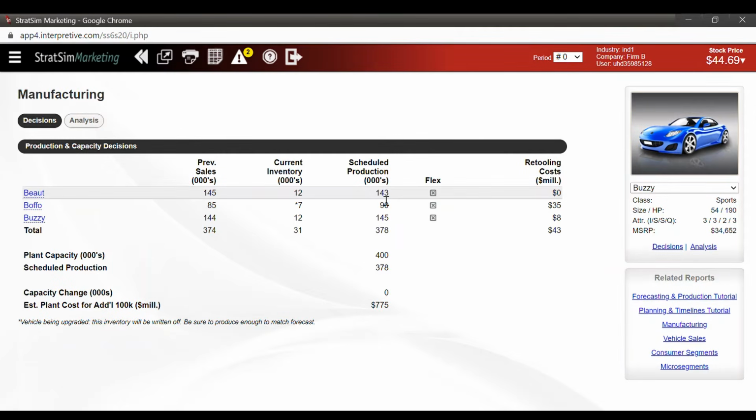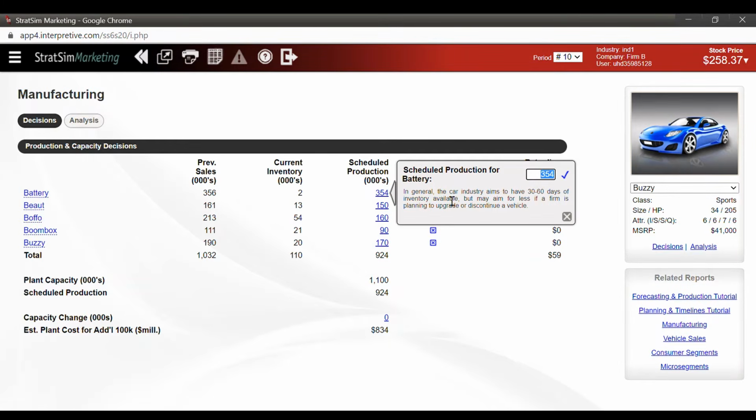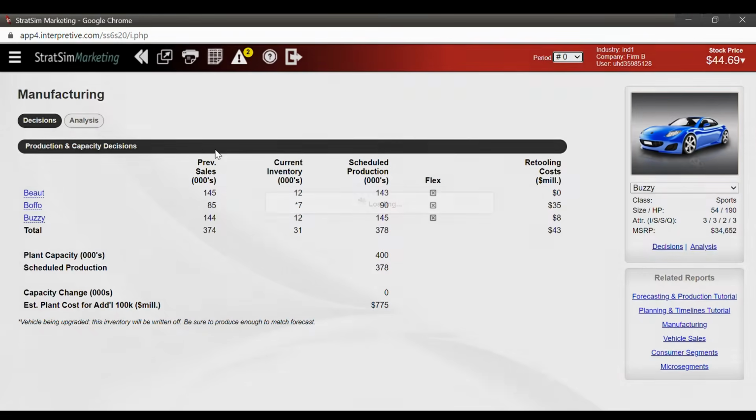Number 3, we go to manufacturing. Here is where you're going to decide how many units will go into production. And we'll take a look at period 10. So say the previous period you sold 356 units and you want to keep this at 0 inventory, which is ideal for the first periods, then you want to have 354 plus 2 equals 356. Now let's go back to the first period and I'll explain it further. 0 period.